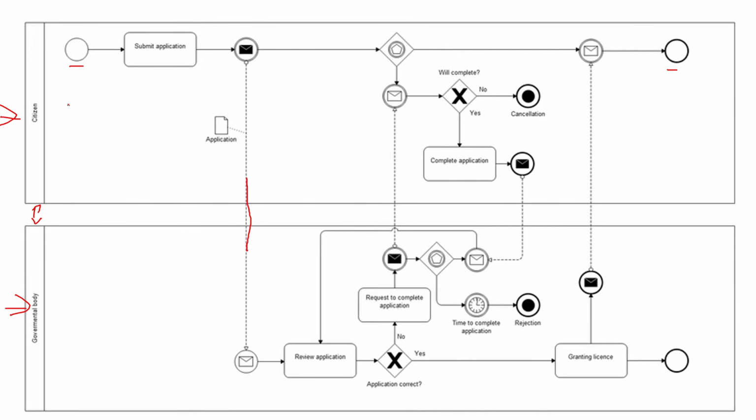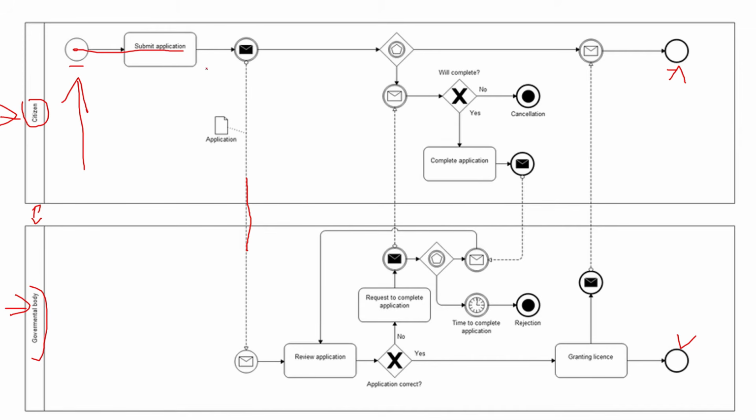Okay, so let's start again. Where is the start of the process? Very simple. And where is the end? Technically, I can see multiple ends here. So let's go through it. The citizen is one role and the government is a different role. So what happens? The citizen is submitting an application.